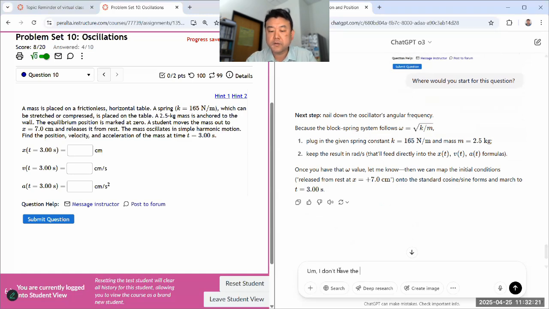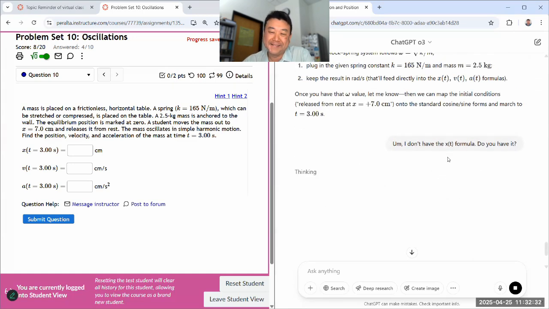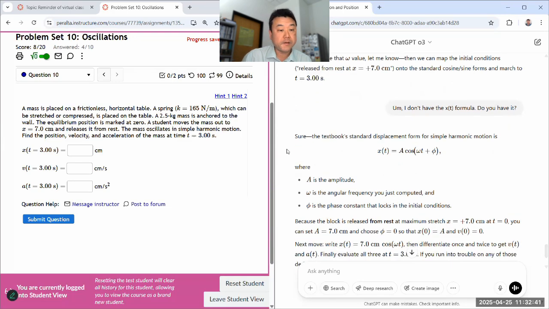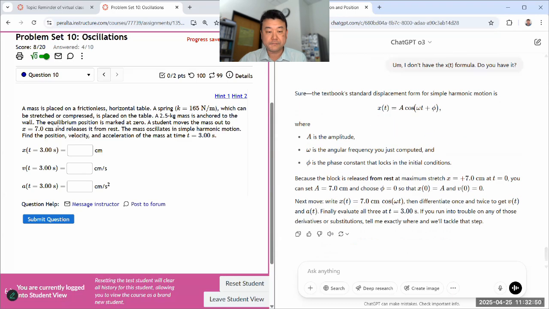I don't have the x(t) formula. Do you have it? As if it's something that only one person can have at a time. Oh, yeah, that's the expression. Yeah, that's a standard displacement form. And if you have written this down, I might ask, okay, what does A stand for? What does omega stand for? What does phi stand for? And so on. It's kind of easy.